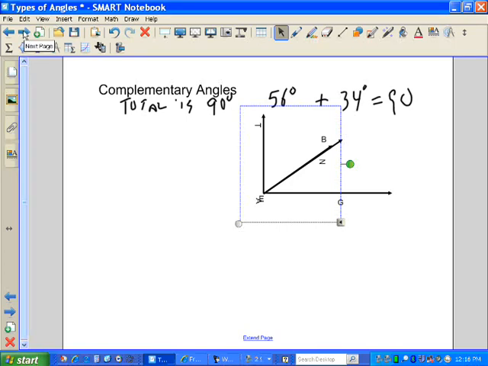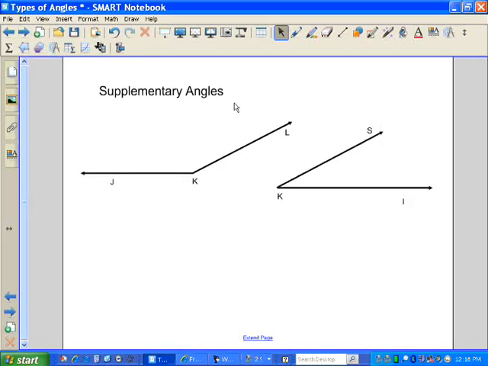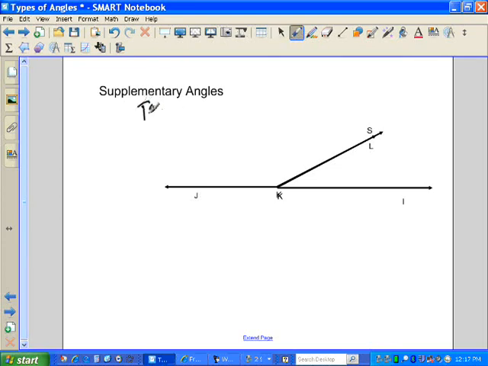Okay, the other kind of angle that we know about are called supplementary angles. I'm not going to grab the protractor and measure them. I'll just tell you that supplementary angles, if I line them up, and I believe I did, these two angles right here add up to 180 degrees. Total is 180 degrees. Okay, so if this one was 105, this one would have to be 75.